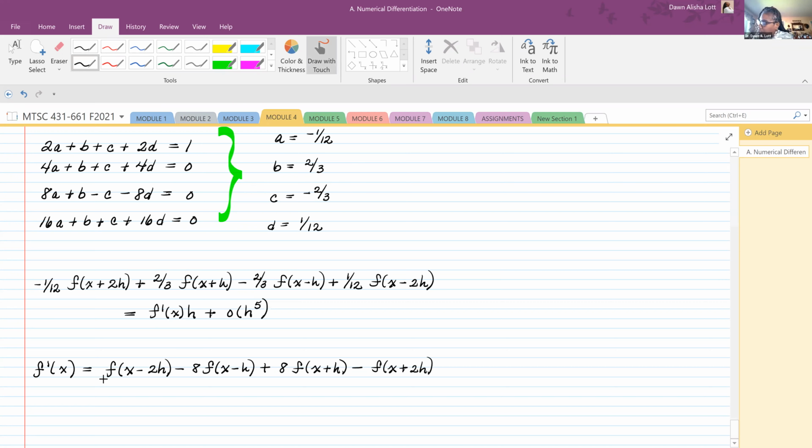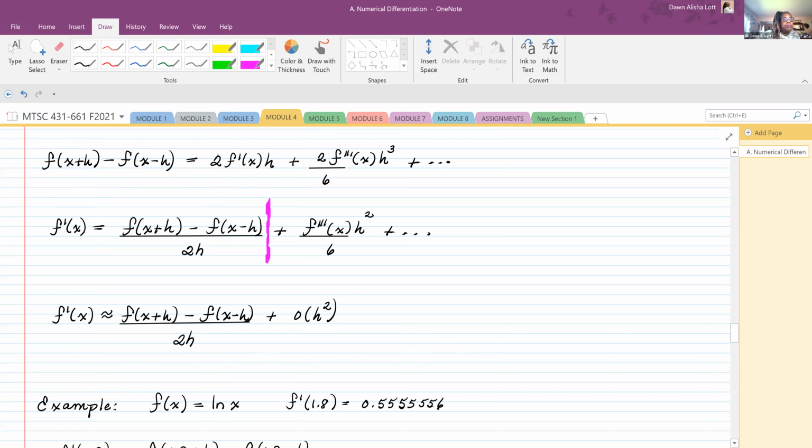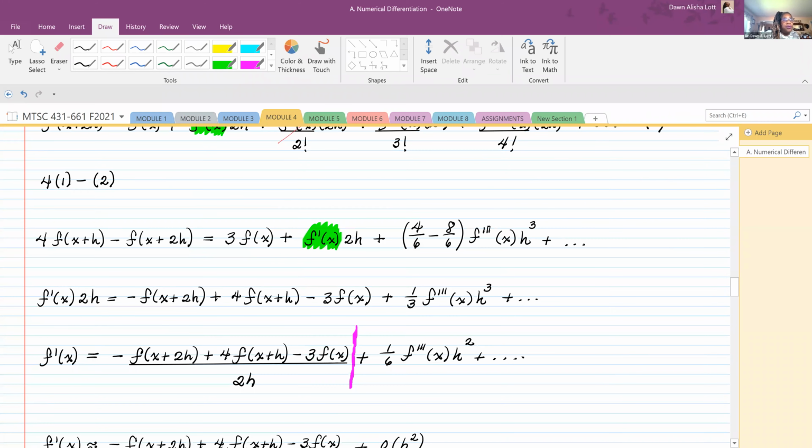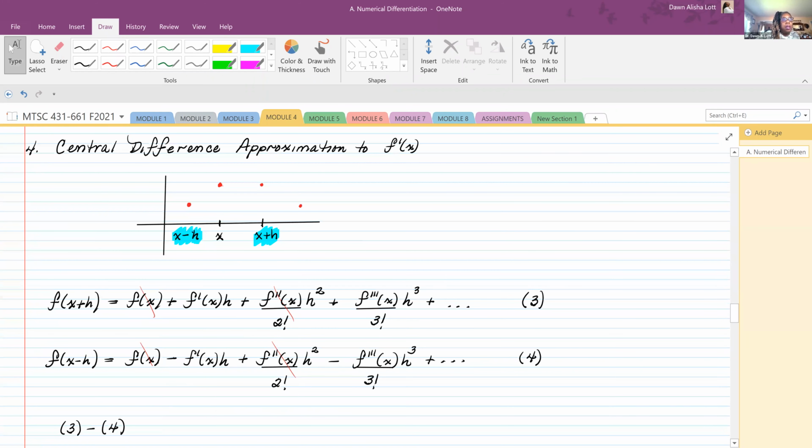I'm going to divide this whole thing. I put it over 12, so I get 12H. And when I divide by H, I get order of H to the 4th. Okay, so that's how you can derive a higher order approximation. I need to scroll back and see where I am. So 4 was the central difference approximation to F prime.